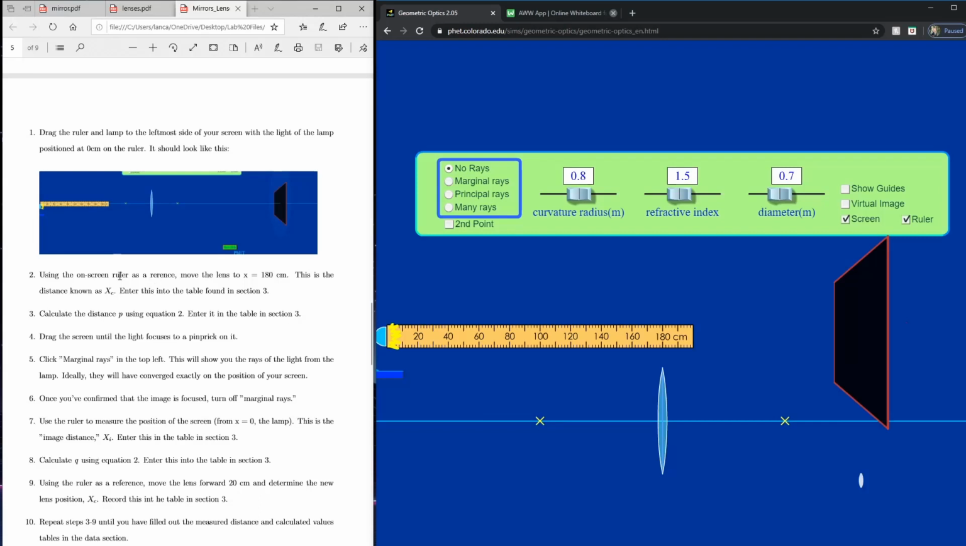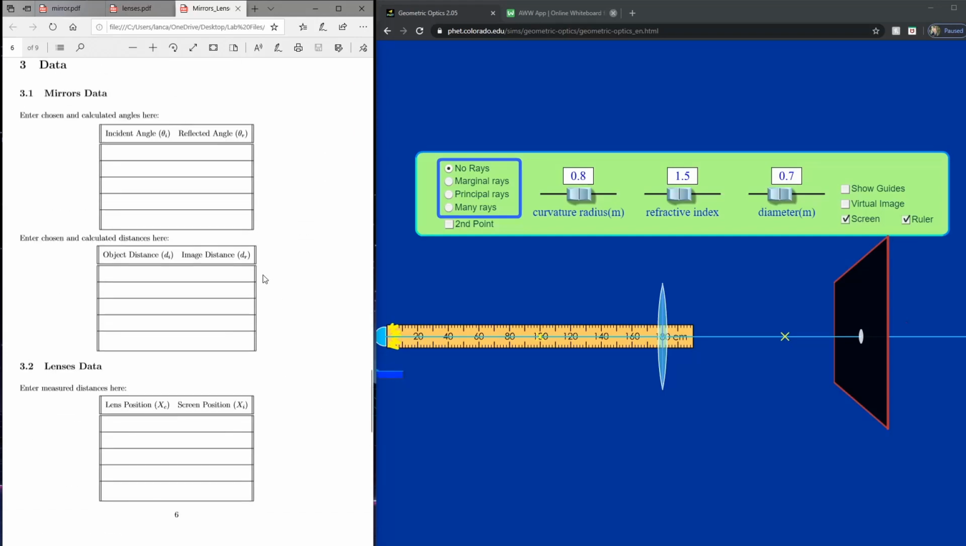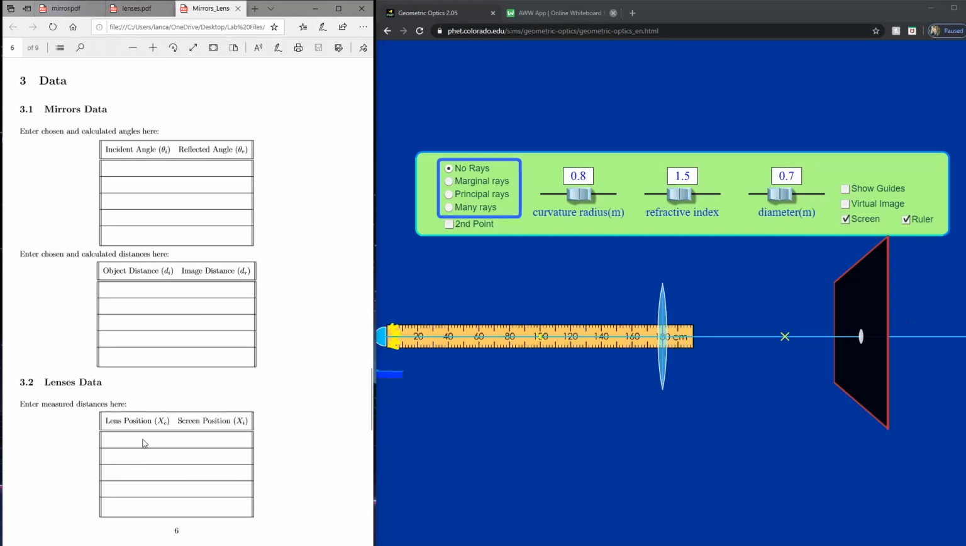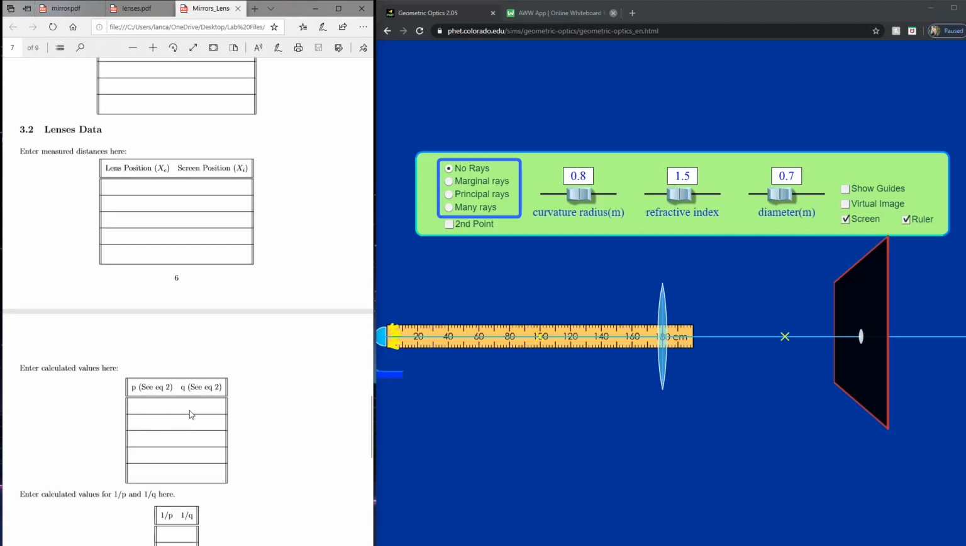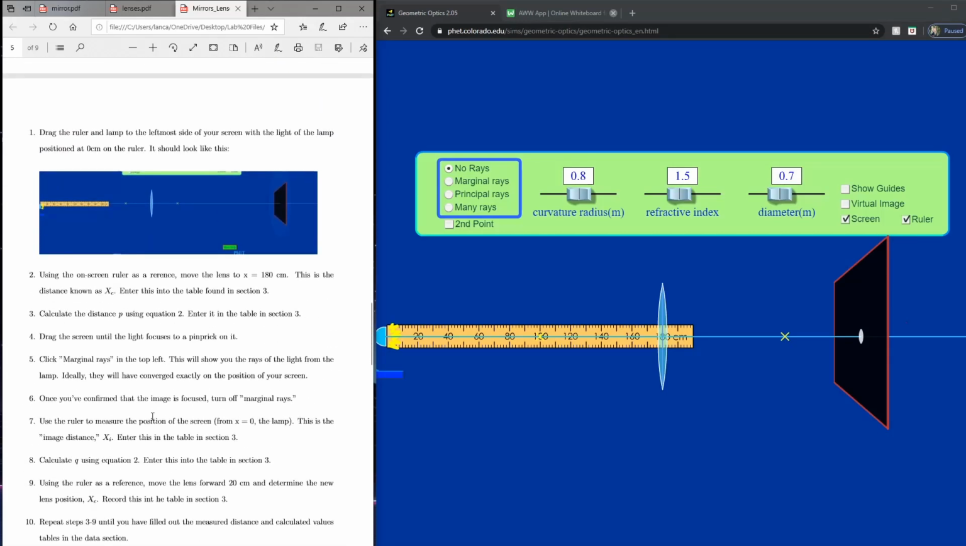All right, so first it says to, using the on-screen ruler as a reference, move the lens to x equals 180 centimeters. So we're going to do that. And I'm going to move the middle of the lens to 180 centimeters. This is the distance known as x sub c, so enter that into the table found in section 3. So enter 180 centimeters into x sub c here. Now it just so happens that in this case, because of the way that we've set up the lamp being at x equals 0, x sub c is equal to p, so we have 180 centimeters here, and that's also going to be equal to p. So go ahead and fill that in for p as well.